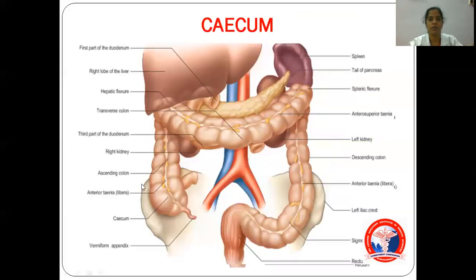Now we are going to see the cecum. In this part you can see this dilated sac-like structure that is named the cecum. It is seen on the right side. This dilated sac-like structure is called the cecum. Its height or length and breadth are more compared to the rest of the large intestine. So this is the location of the cecum. Here you can see the ileum. The ileum opens into the cecum.